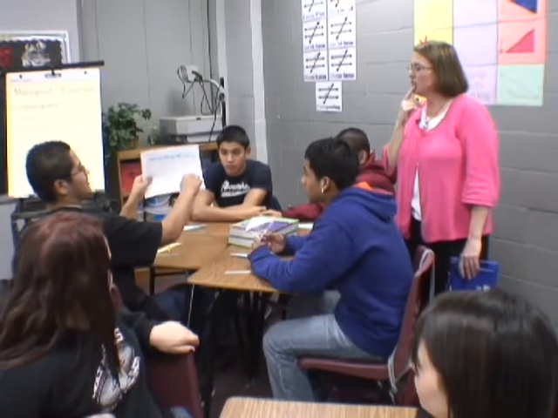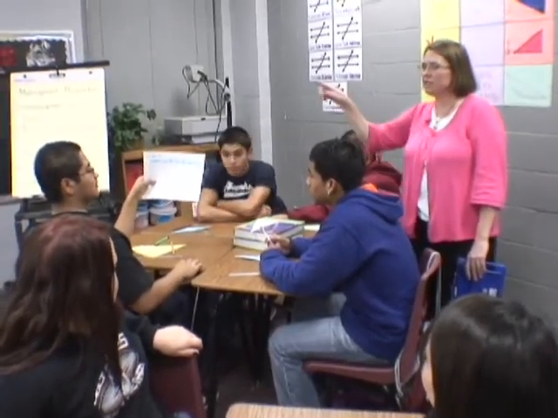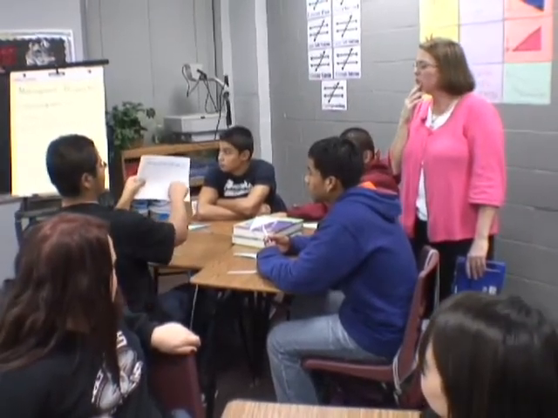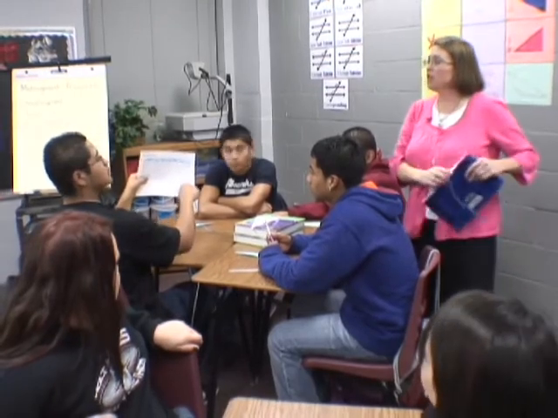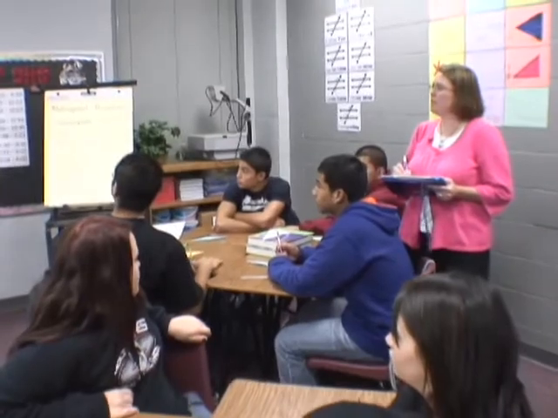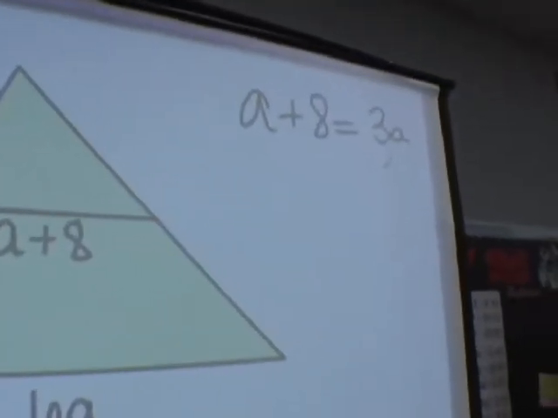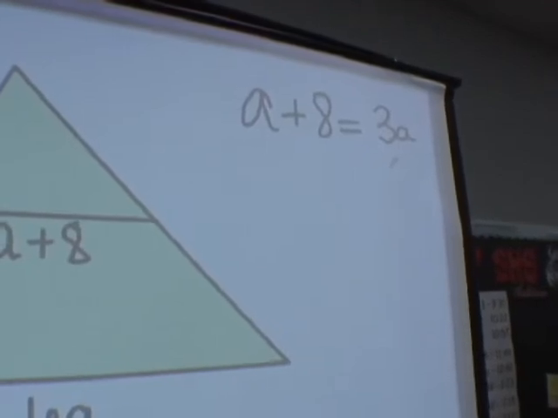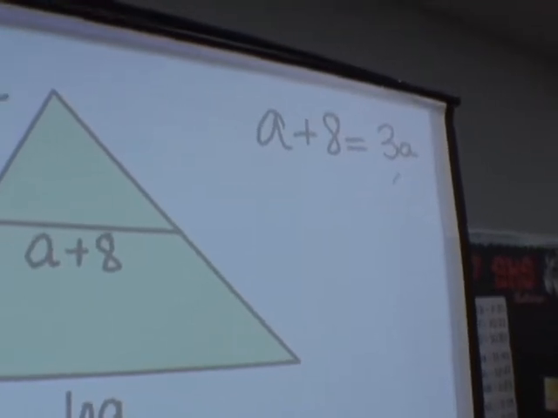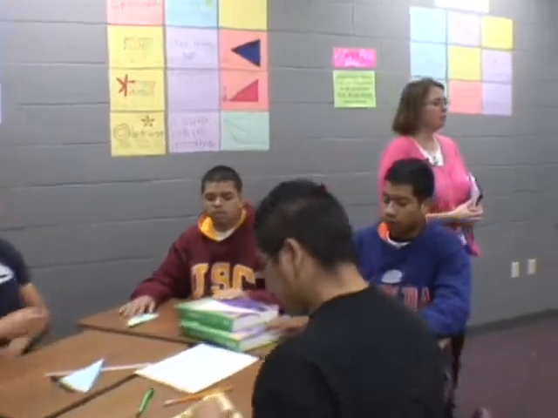So he said the base was 6A and he cut it in half, so now it's 3A. Do you see why it's 3A? Then I put 8 plus 8 equals 3A. So he put on his paper 8 plus 8 equals 3A, because the 3A was half of his base. Do you see that mathematical thinking there? Is that good math logic? Yes. Absolutely.